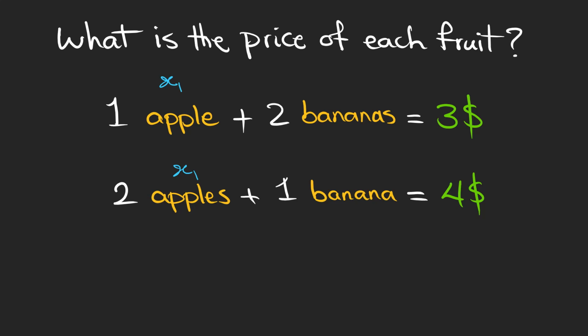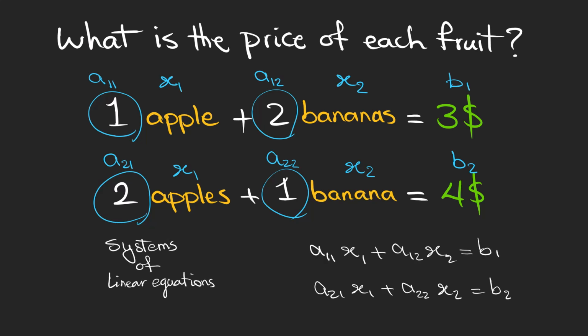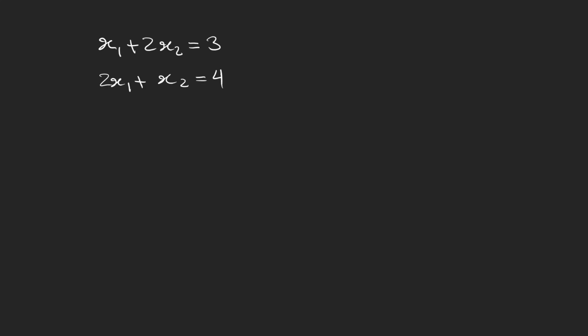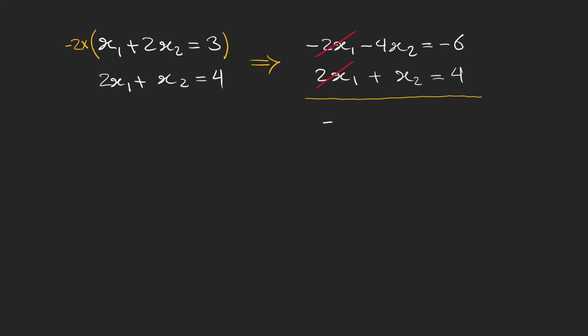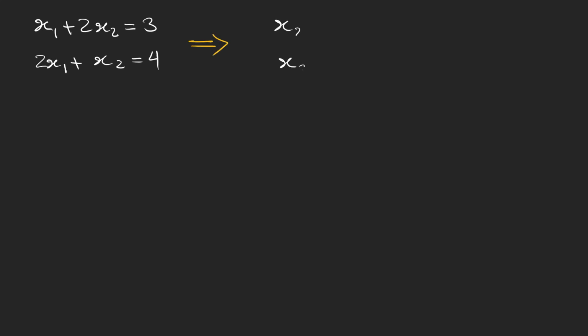If we represent the price of apples by x1 and the price of bananas by x2, the total cost by b1 and b2, and these coefficients by these 4 elements, we are dealing with a system of linear equations. To solve this specific example, we can multiply the first equation by -2 and add the 2 equations, which makes the price of apples disappear, and we find the price of bananas to be about 66 cents. And using the first equation, knowing the price of bananas, we can find the price of an apple to be about 1.66. There is also another way we can solve this problem.